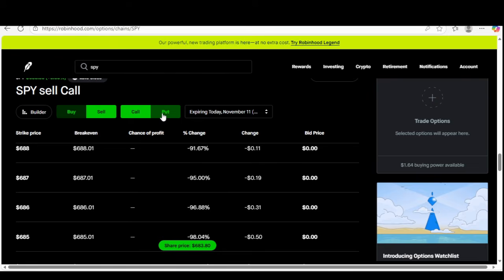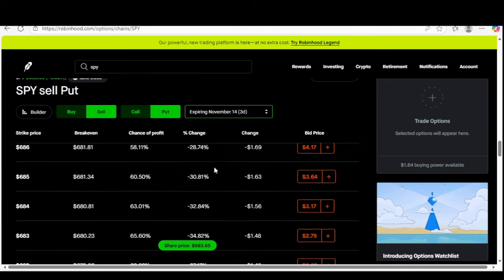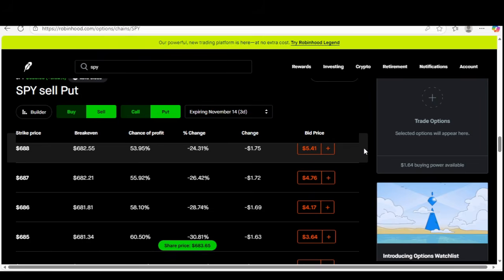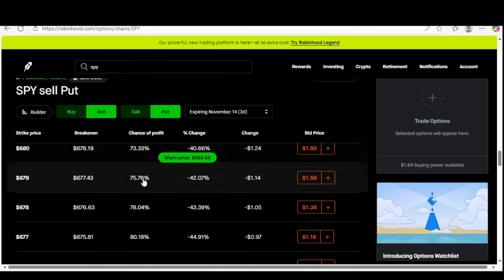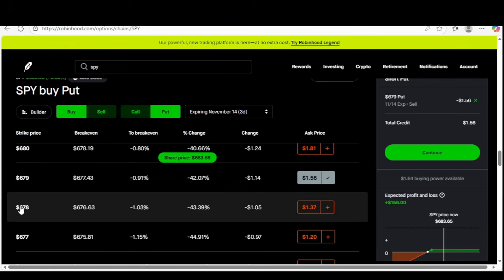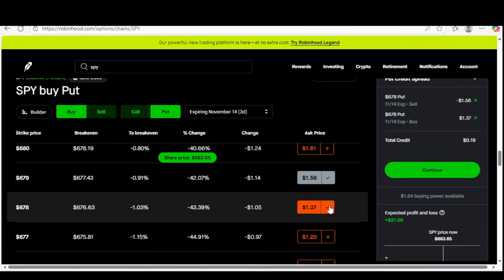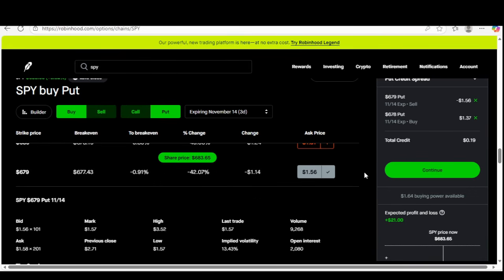We're going to go ahead to put. We're going to be looking for November 14th, the exact same strike date right here. Give us 3 days. Once again, we're going to be looking for the 75% chance of profit. Let's go right here. That's going to give us the 679. Let's go ahead and select that. We're going to add our second leg to it now. Let's go to buy and let's go to 678. Let's go right here. Now we're going to go ahead and open up the secondary option chain, or the Greeks.